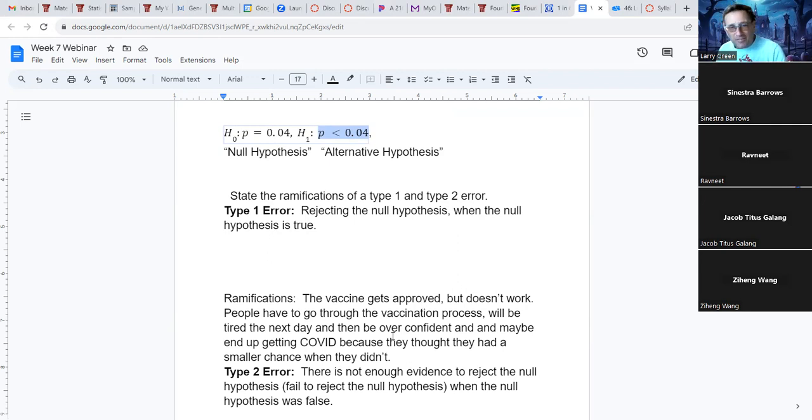So you have to go through that vaccination process. You're going to be so tired the next day. You might even be overconfident, right? Because after I got vaccinated, I went and saw family because then I wasn't as worried. Okay. And maybe you might get COVID because you were overconfident that you wouldn't get COVID. Do you see that? So notice that's bad. Type 1 error and type 2 error are always bad.